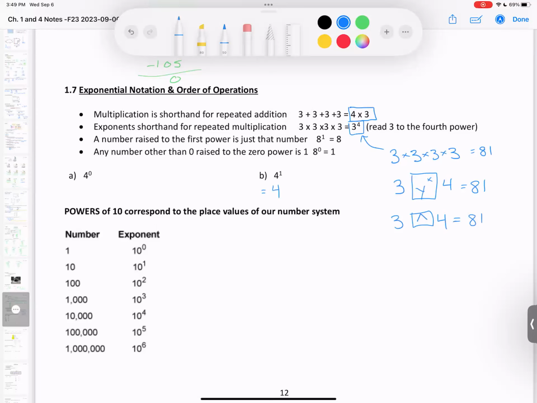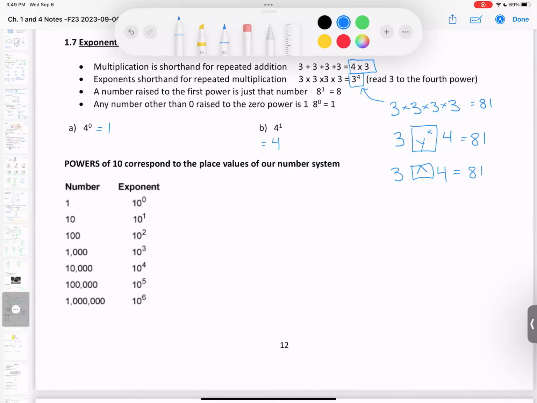Another rule you should know is that any number other than 0 raised to the power of 0 equals 1. So any number aside from 0, if you raise it to the power of 0, the answer is 1. And you can try that on your calculator. You can go 4 to the power of 0, and you should end up with an answer here of 1.